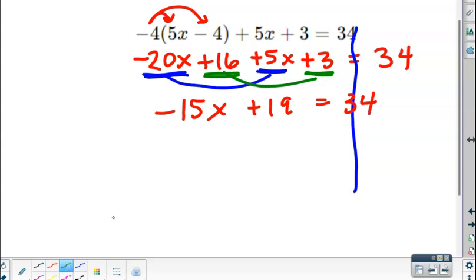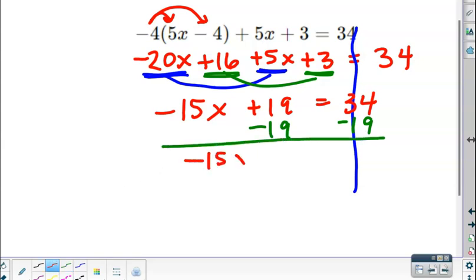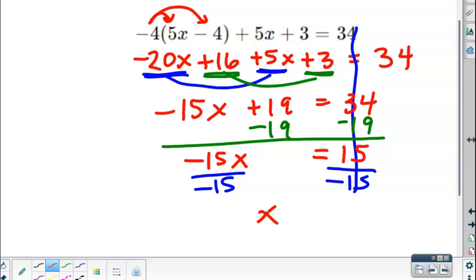Now I'm going to use an inverse operation to subtract from both sides, and then I rewrite. Use a calculator if you need to. So now I'm going to divide by my coefficient with the x, and that gives me my answer of -1.